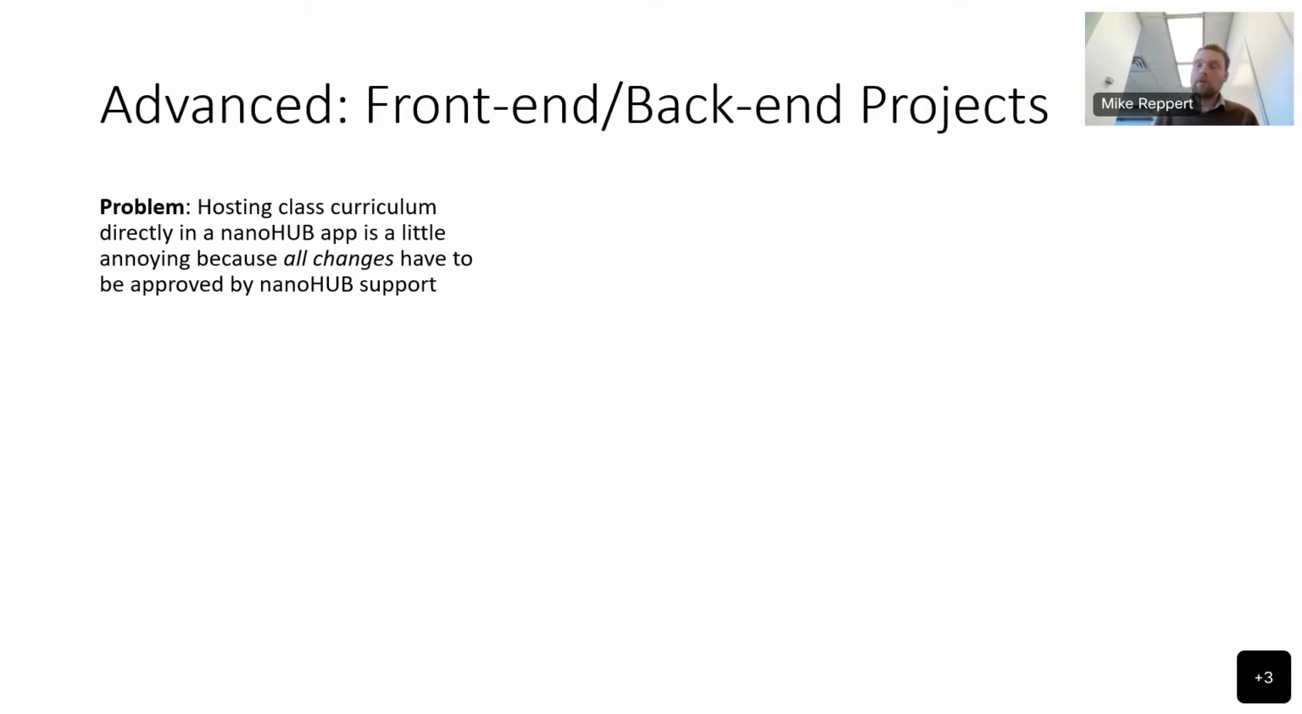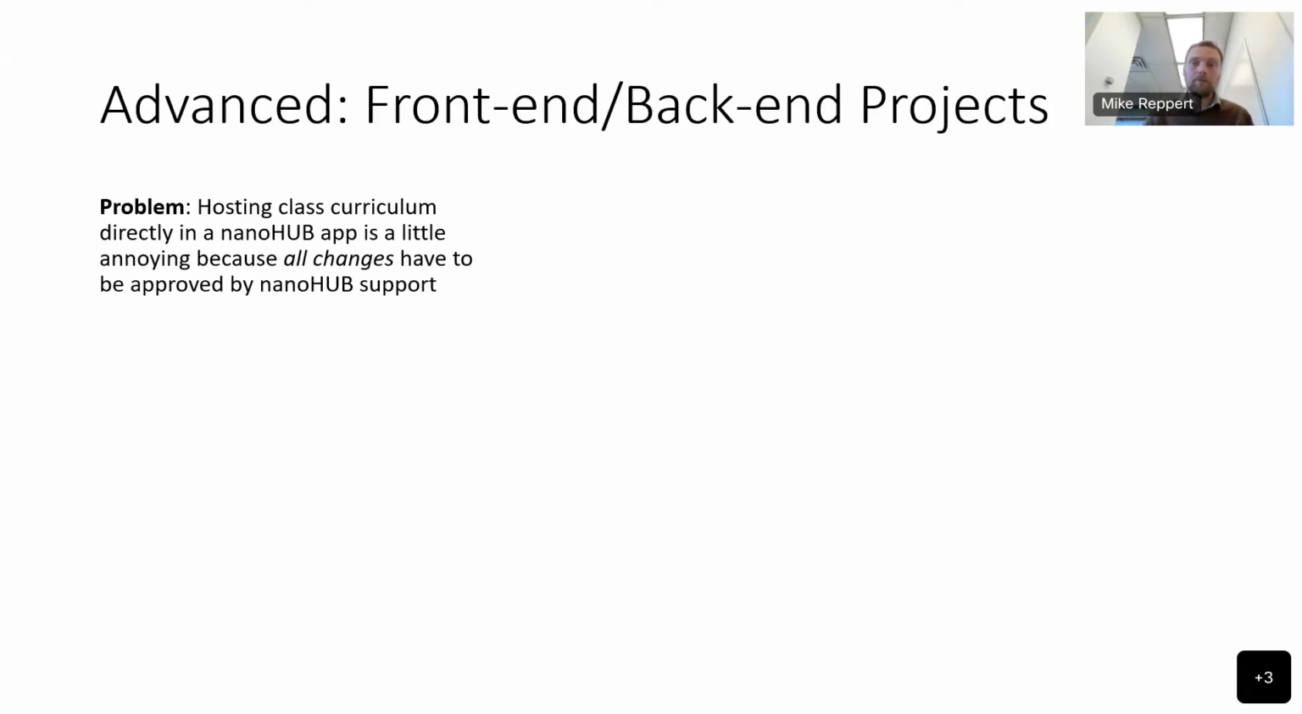For education purposes, though, this is really inconvenient in that, if you find a typo in your lecture notes and want to change a T to an I, you've got to get that change approved through the nanoHUB support guys. So you've got to submit a request to change your code, get it updated, you review it, you approve it, they approve it, they publish it. It's a long process and can take a while if you want to just make some kind of small change.